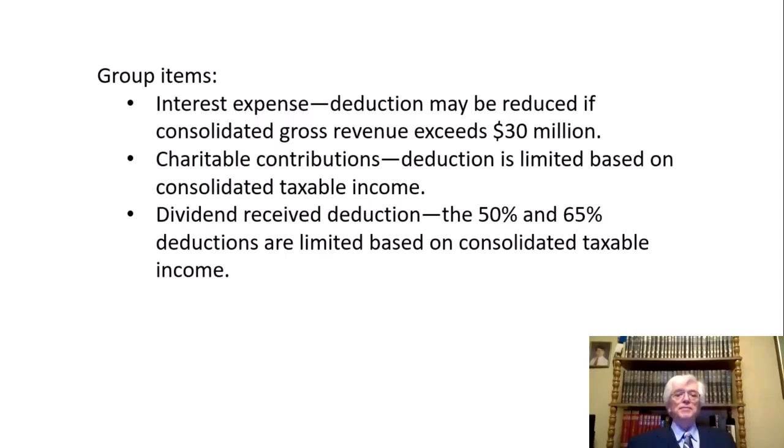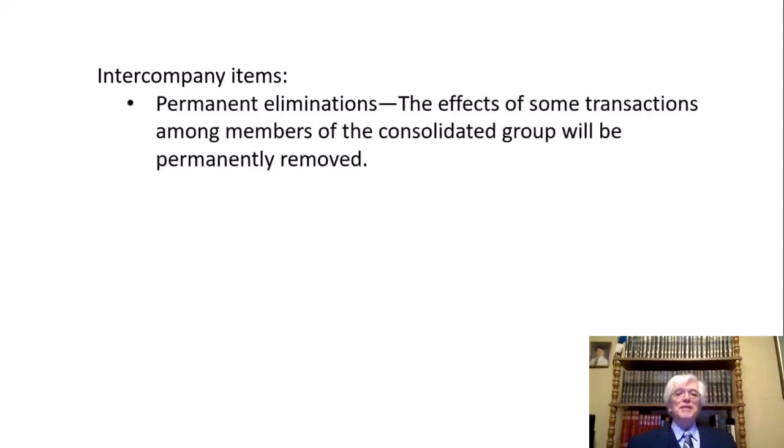Intercompany items, as the name implies, involves transactions among companies in the consolidated group. So the sub sells to the parent, parent sells to the sub, sub A sells to sub B. Those sorts of things are all intercompany items. Permanent eliminations will happen if there's something that just needs to be permanently removed among the members of the group.